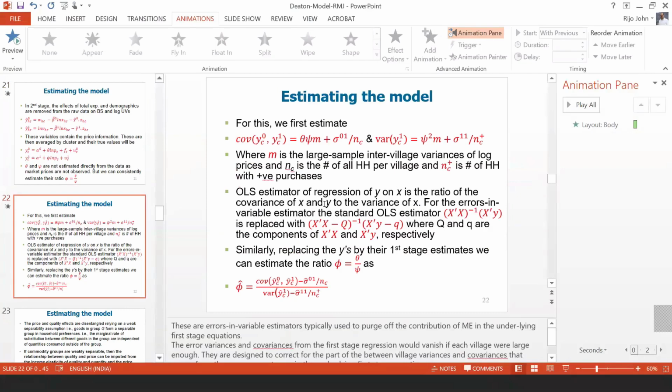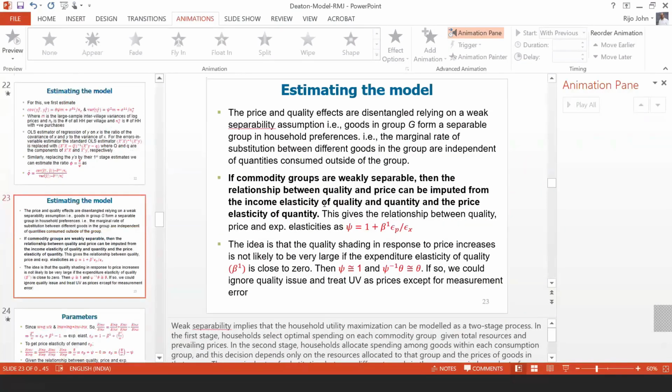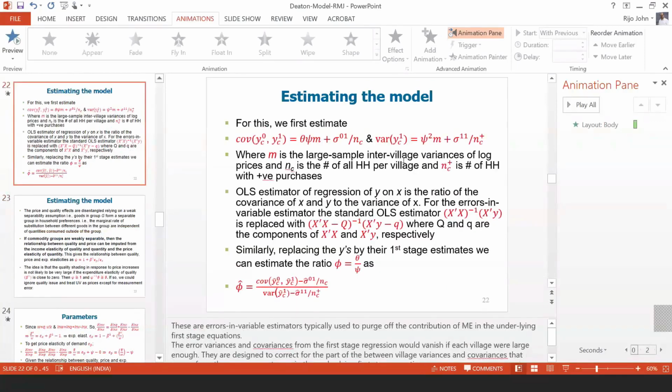Here NC basically is the number of all households in a cluster, whereas NC plus is basically the average number of households who are consuming the particular commodity. The households reporting positive consumption. So that's a slight distinction you have to make there. So now, using this so-called errors in variable estimator, you can see the covariance by variance is the standard Euler's formula, and then the sigma 01 by NC and sigma 11 by NC plus are essentially correcting for the measurement error in this estimator. So the errors in variable estimation corrects for the measurement error.